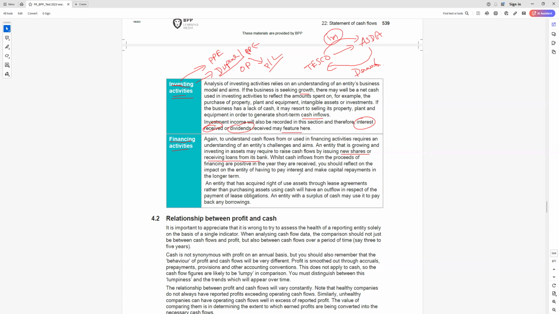An entity that has acquired a right-of-use asset, this one through a lease. Sometimes the business, rather than buying the asset, takes a lease for 100 years or 200 years. Sometimes it's very common. For example, even if the business has a building, they own it, but they need some money. So what they do is sell it and take the lease immediately. It's called sale and leaseback. Sale and leaseback is very common.